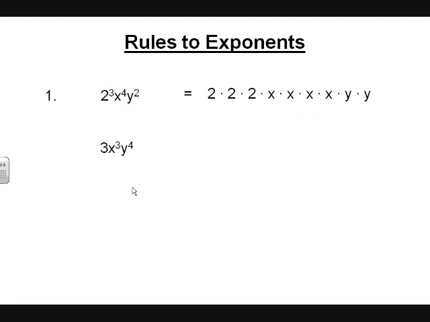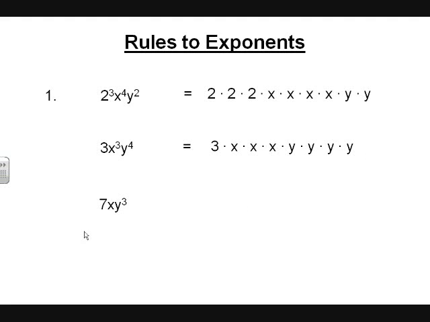The next problem is 3x to the third, y to the fourth. Now, a lot of people will say that this 3 right here goes with this 3 as well. But if you take a look, it does not. This 3 is no longer a base. It's a coefficient. And so we just put that 3 out in front, and then this is x to the third, so x times x times x, and y to the fourth, y times y times y times y.